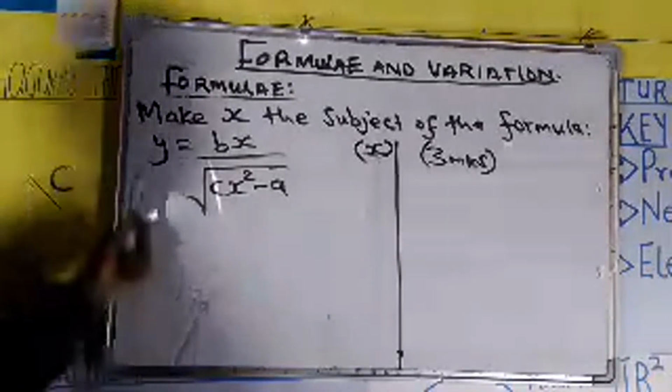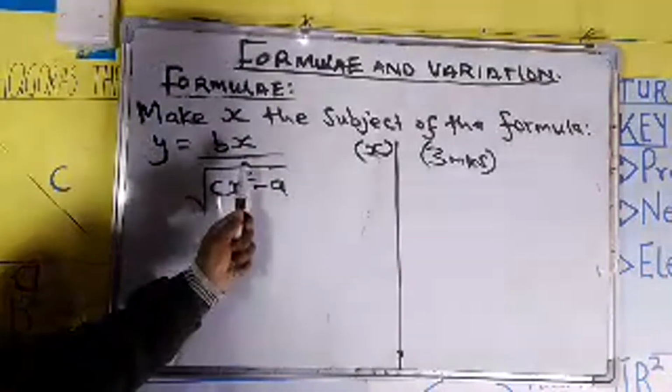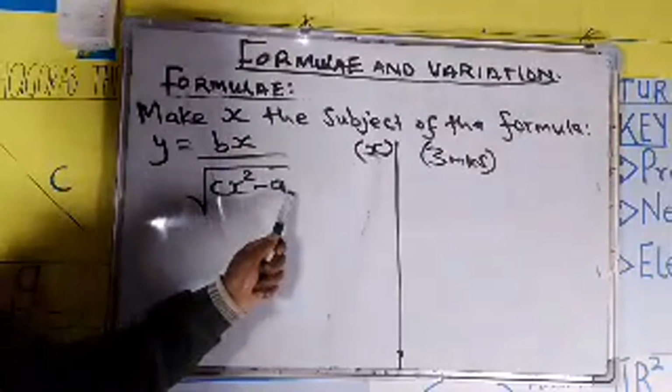Quickly, let's continue. y is equal to bx over the square root of cx squared minus a.